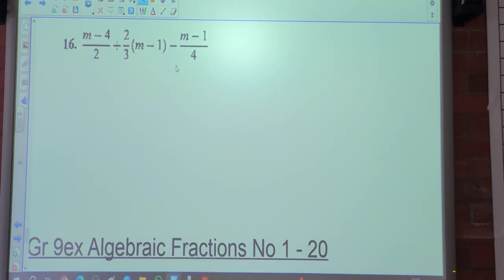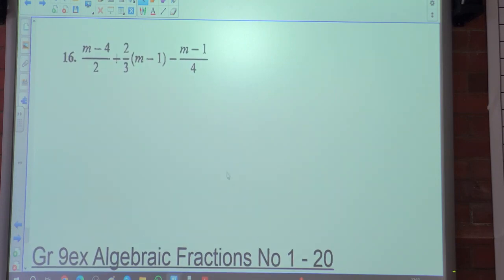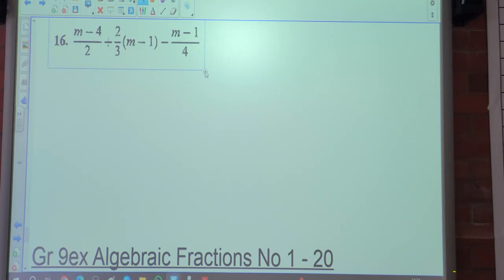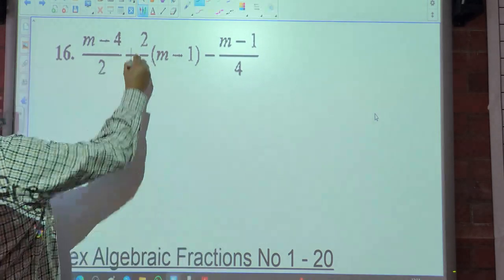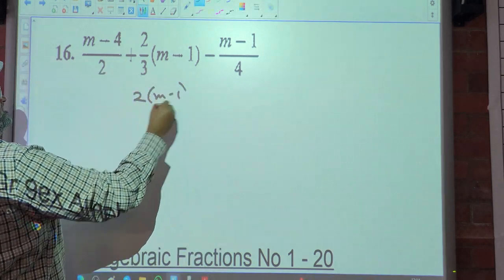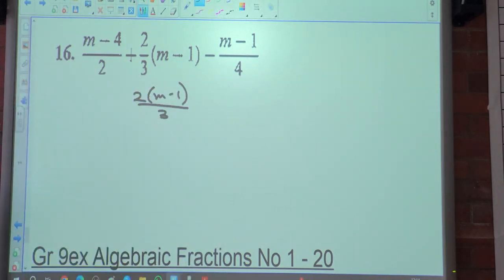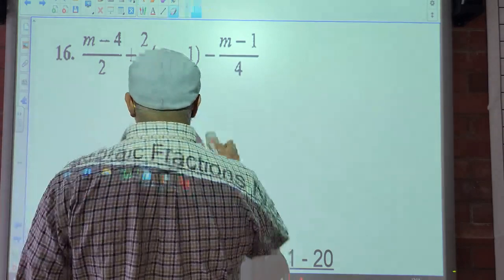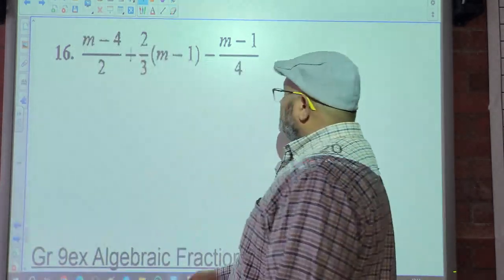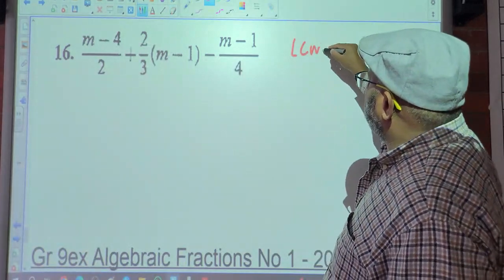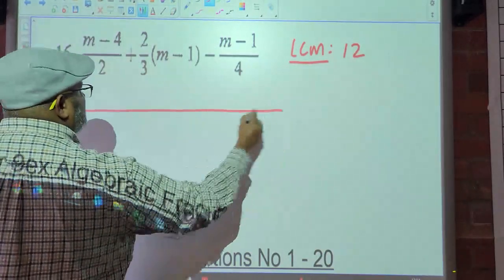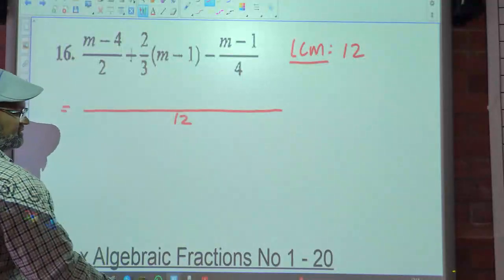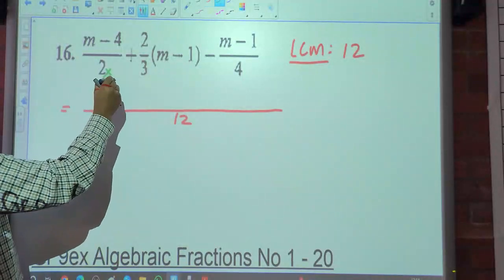People, if the number or variable is written next to it, it is the same as writing it on top. So in other words, this term here is going to be 2 into m minus 1 over 3. You all agree with that? People, what's your LCM here? 12. All over 12.